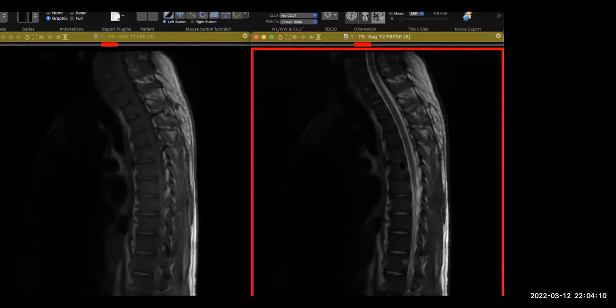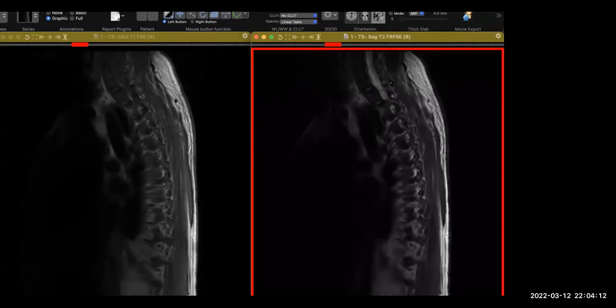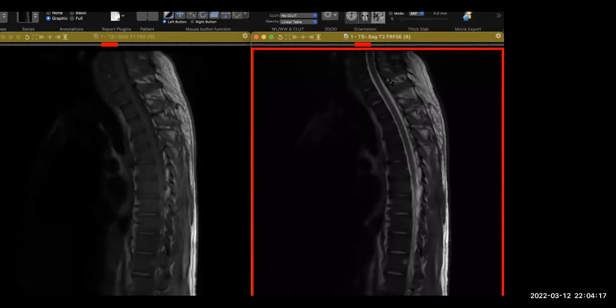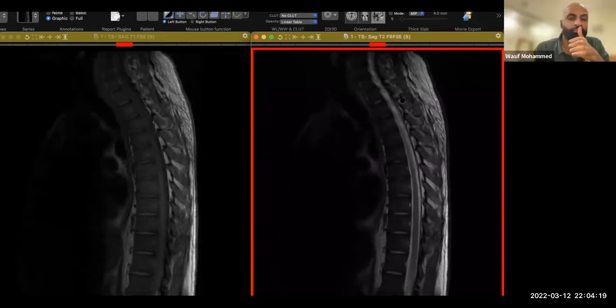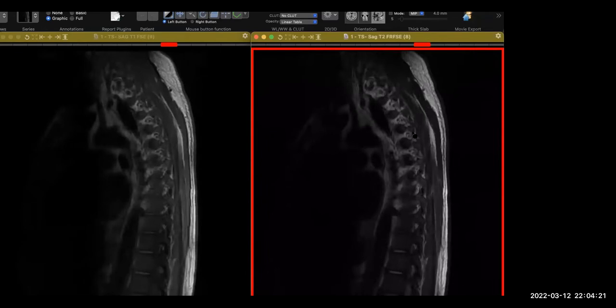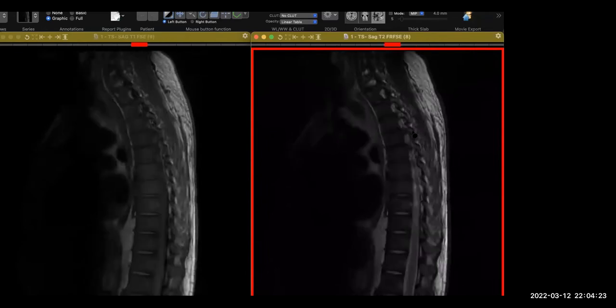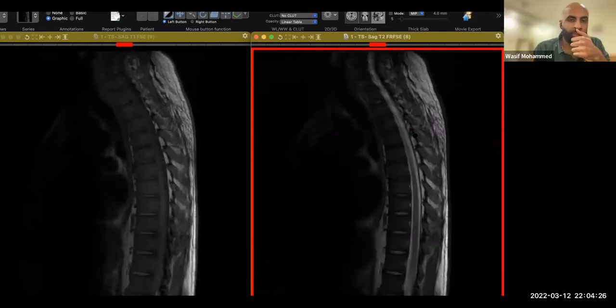I'm looking at the cord again to see if I've missed anything, but the cord signal appears okay. Could I request the clinical history for this patient? Back pain.